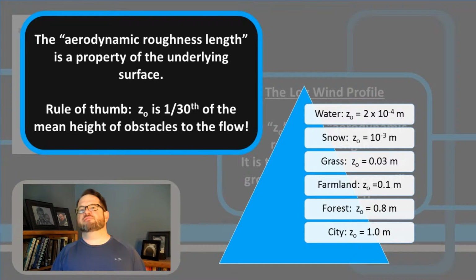So in an urban environment where the typical height of the buildings around you is, let's just say 30 meters to make round numbers here, then the aerodynamic roughness length is going to be approximately 1 meter. And it's going to be fine. It'll be a good enough estimate of the aerodynamic roughness length.